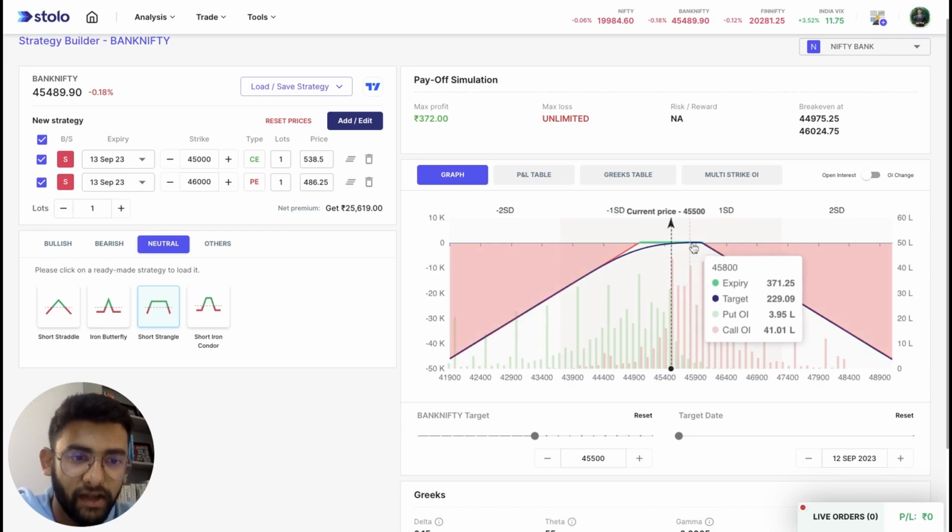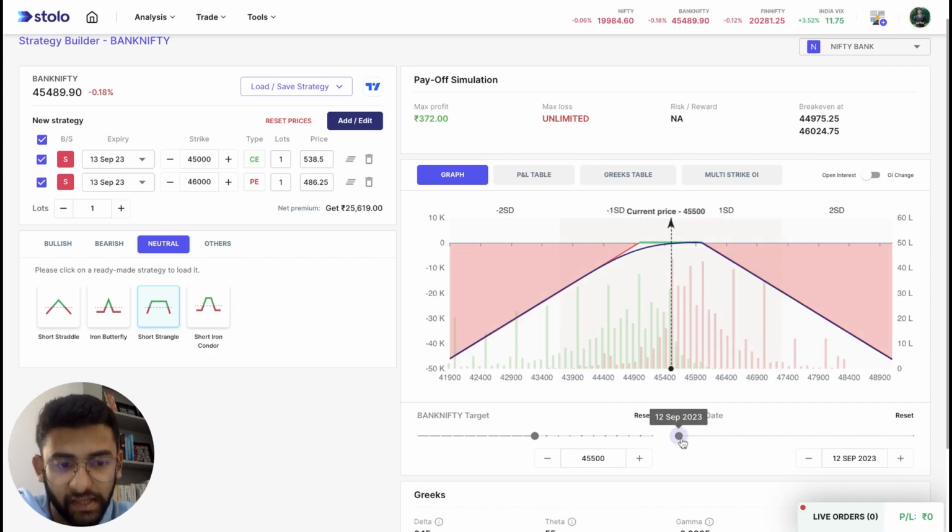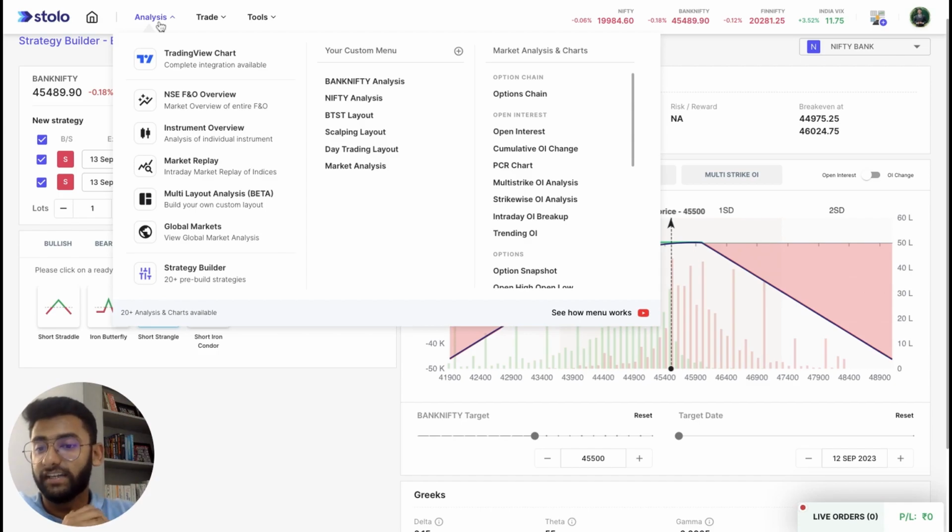Similarly, as you hover and move your mouse through this payoff graph, you can see what your specific profit and loss would be for different levels, and that can be both in terms of expiry as well as your target, right? So you can change the target date to expiry, or any day before it as well, right? So that is the complete idea of strategy builder. Again, this is just a quick overview. I would suggest you watch the complete video itself, right?